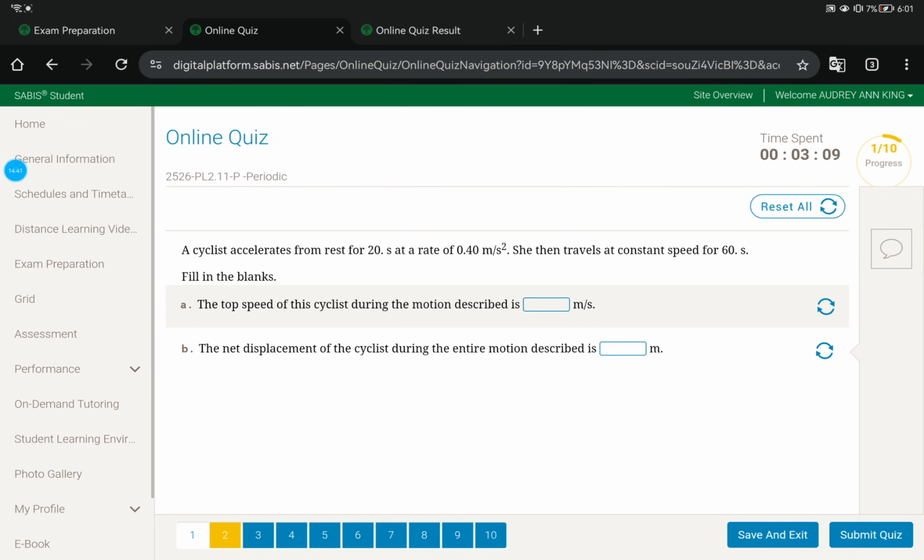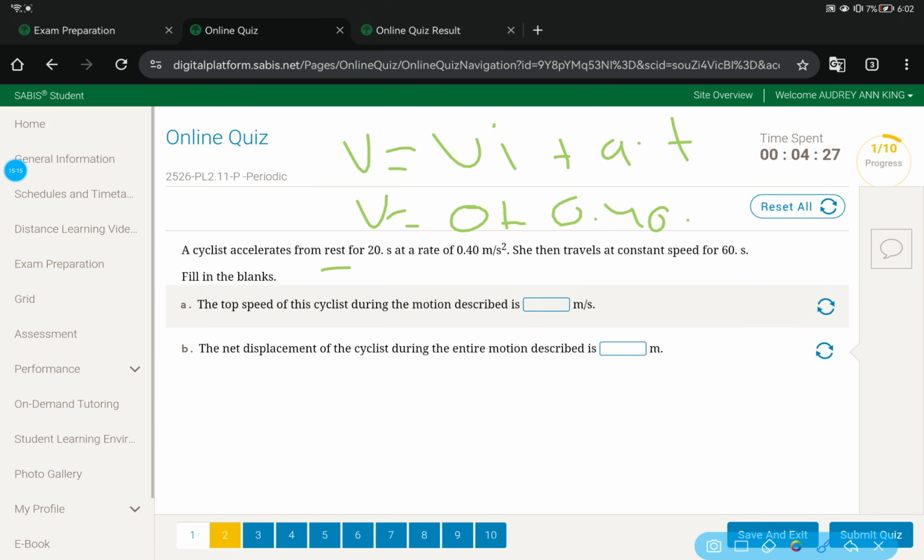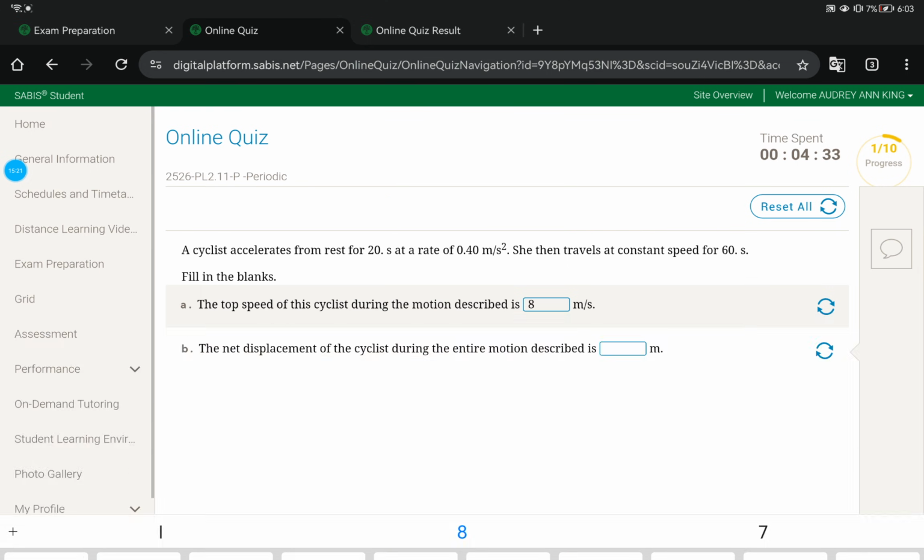A cyclist accelerates from rest for 20 seconds at a rate of 0.40 meters per second squared. She then travels at a constant speed for 60 seconds. Sorry. Okay, so for part A, we're going to use the formula velocity equals initial velocity plus acceleration times time. Sorry, I meant for UARM. So after replacing, velocity equals 0, starts from rest, plus 0.40 times 20. So you should get 8.